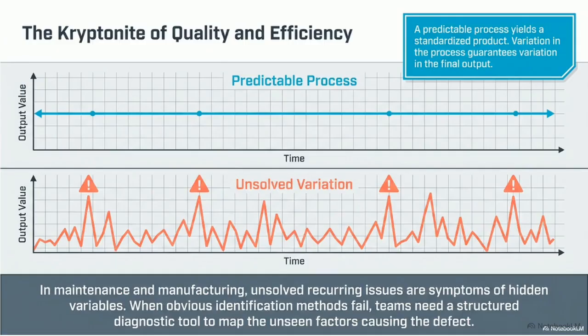This chart shows the stark difference between a controlled environment and a chaotic one. On top is the stable, predictable process line. Below are erratic, unsolved variation spikes. Notice the red exclamation points marking recurring failures. They are symptoms of unseen, disrupting factors.